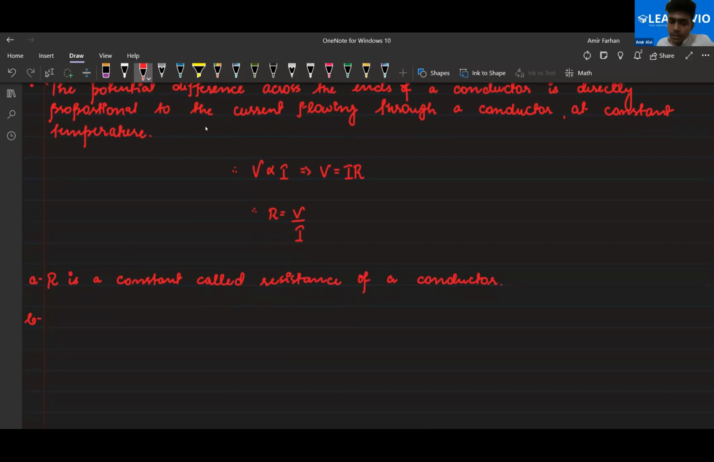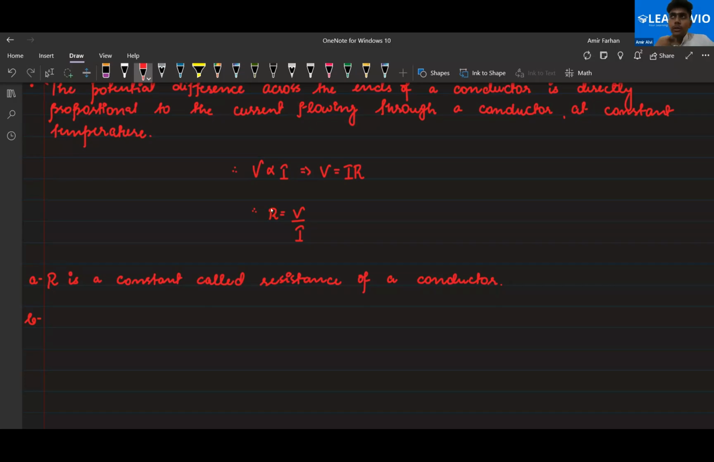difference across the two points and the current flowing through it, yes or no? And one more thing, everyone. If this is constant, it means that R is not going to change in a specific scenario. It means that V and I will adjust accordingly so that R is constant.